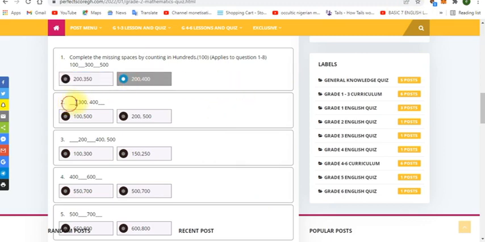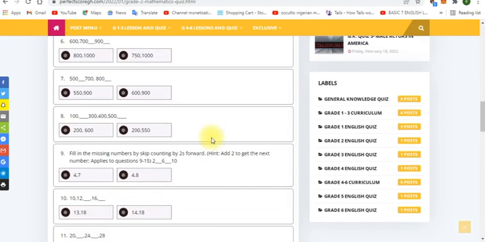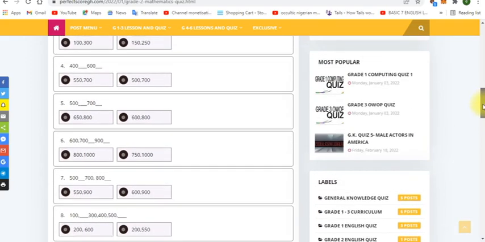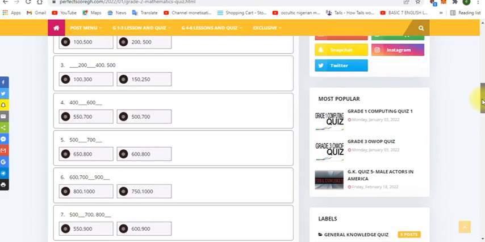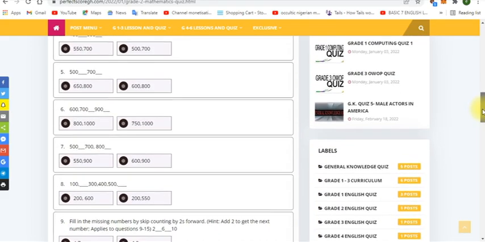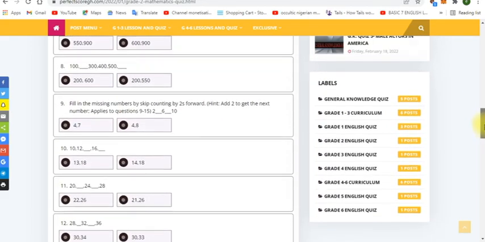So do the same thing to number 2, number 3, number 4, number 5, number 6, number 7, and number 8. And number 9, you say fill in the missing numbers by skip counting by 2's forward. Remember, I taught you how to skip count by 2's forward. So the hints I gave you is how to get the next number. Applies to question 9. So you are doing from question 9 to question 15. Very clear, question 9 to question 15.